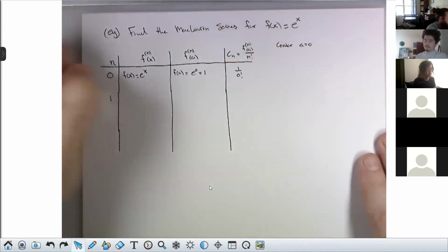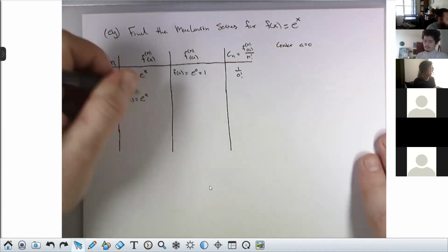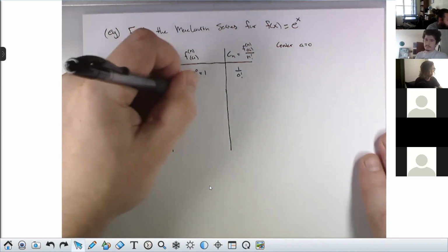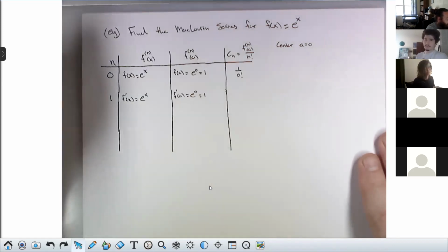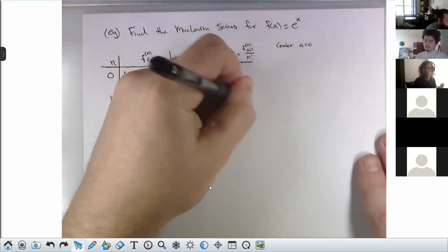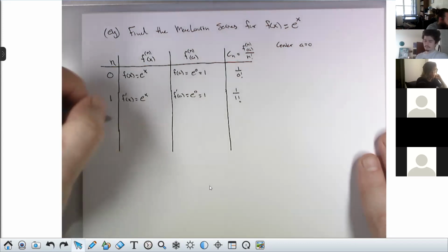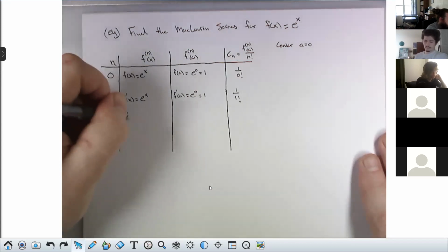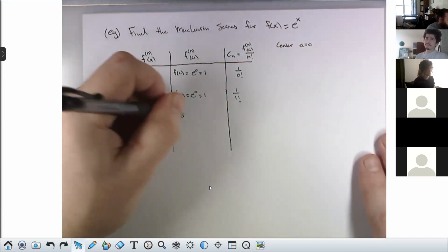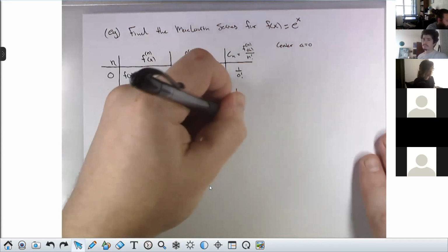When n is 1, the first derivative, f primed, is just e to the x. And when you plug in the center, f primed of 0 is still e to the 0, which is 1. Which means that this guy, which would be c1, is going to be 1 over 1 factorial. You can see where this is going. When n is 2, you're talking about f double primed of x, which is still e to the x. F double primed of 0 is still e to the 0, which is still 1. So c2 is 1 over 2 factorial.